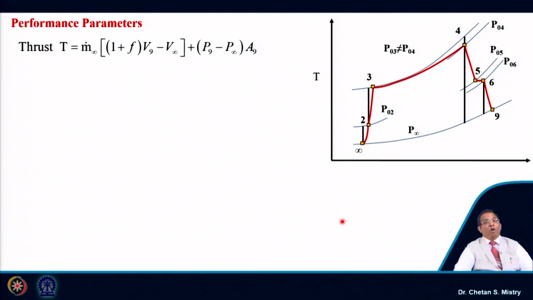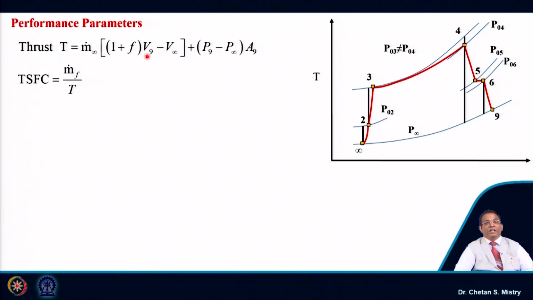Now, after doing all this, the next target for us is to calculate the thrust. So, just recall the equation of the thrust. It says m infinity into bracket 1 plus f, V9 minus V infinity, plus P9 minus P infinity into A9. Here you can understand why we are doing the whole cycle analysis, why we are calculating all the properties at the entry and exit of these components, because we want to calculate the exit temperature from the nozzle, the exit velocity from the nozzle and the exit pressure.